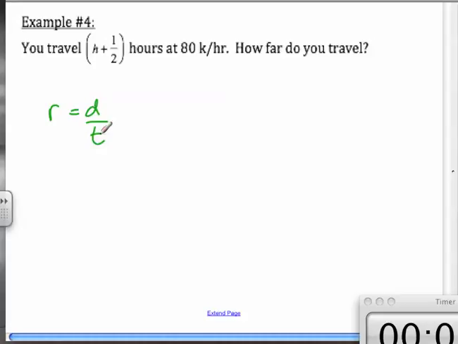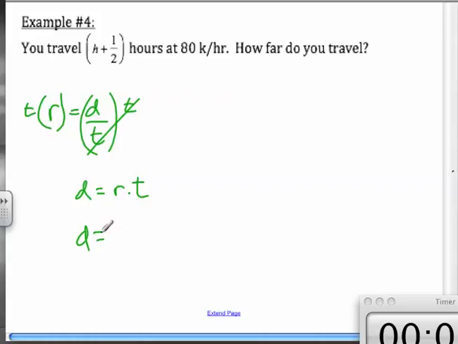But this isn't the basic formula that we have. The basic formula that we have, if we multiply both of these sides by t, that cancels, and I get d is equal to r times t. Distance equals rate times time. Now this thing up here is asking us how far. So we want to know the distance, right? Distance equals the rate. Well, what is the rate?